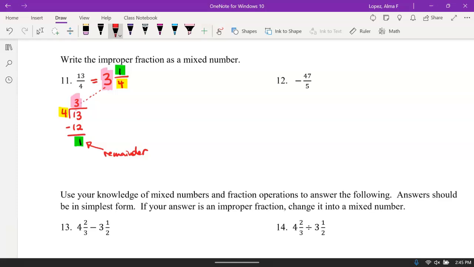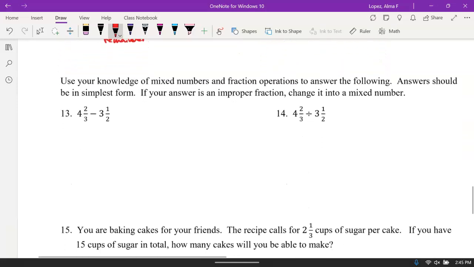Okay, let's do the next one. We're going to divide. Now, our answer is going to be negative, so I'm going to go ahead and write that down because that is just going to be part of our final answer. 5 goes into 47. 5 goes into 47 9 times. 9 times 5 is 45, and we subtract. Now remember, this is the whole number. This remainder is our new numerator, and it goes over the divisor. And we've got it.